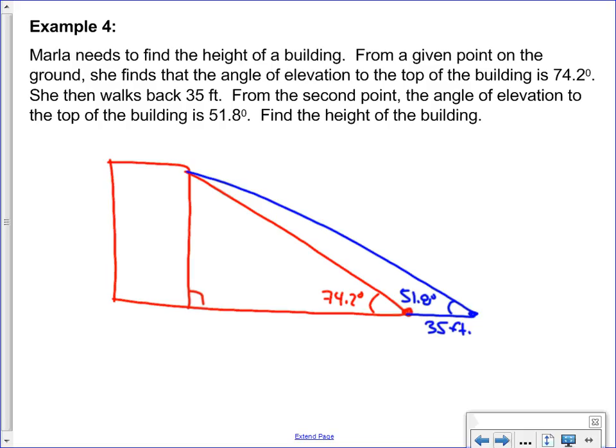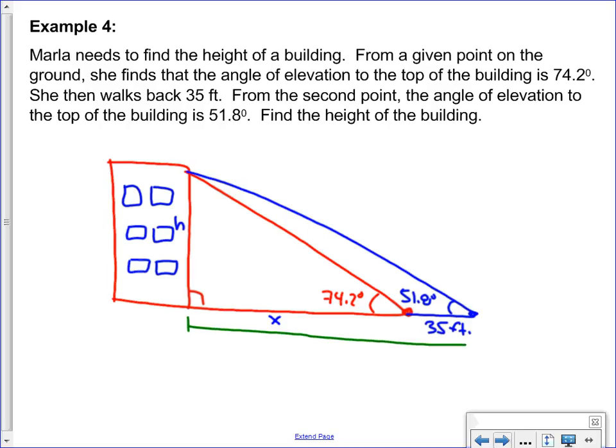Okay. Here we go. We need both the blue triangle and the red triangle. That's the building. This is the building right here. So we have two triangles, but we have the same height for both of them. We know we're looking for the height. We don't know how far she was in the first place. But we know that the distance from here all the way to here is x plus 35. True?